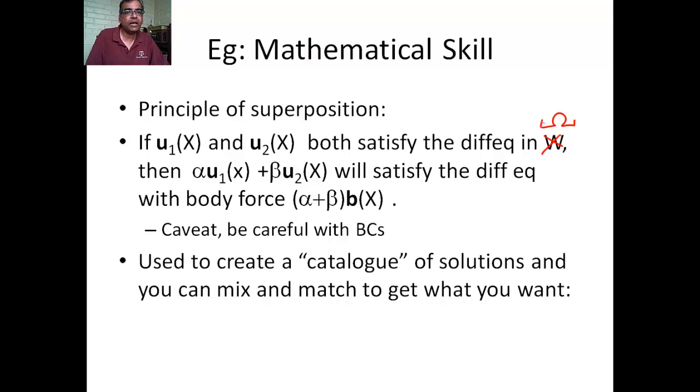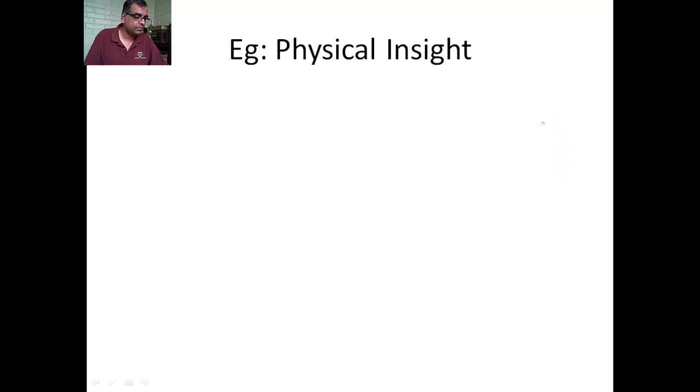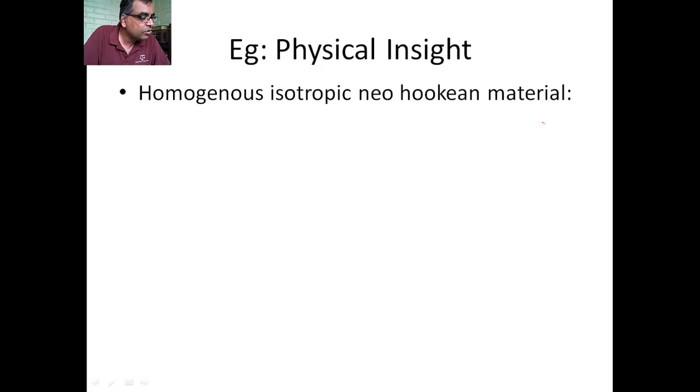So this is an example of a mathematical result, and this is a very simple one, but it nevertheless gets you the power of mathematics. Now let's look at the power of a physical example. What's the power of physical insight? It says, let us assume you have a homogeneous isotropic neo-Hookean material.